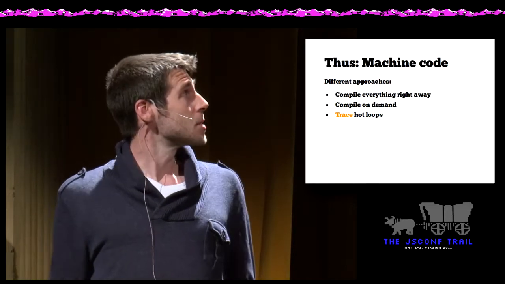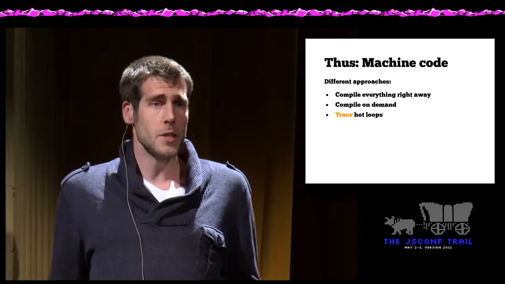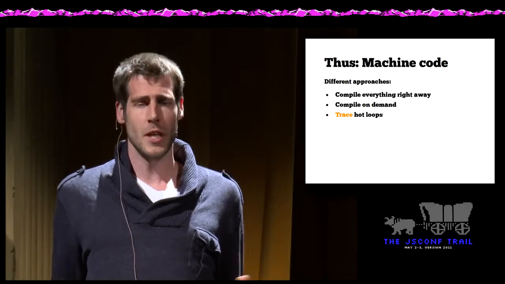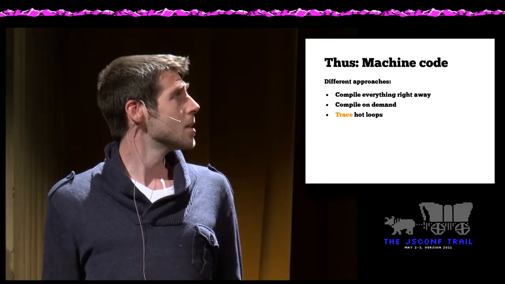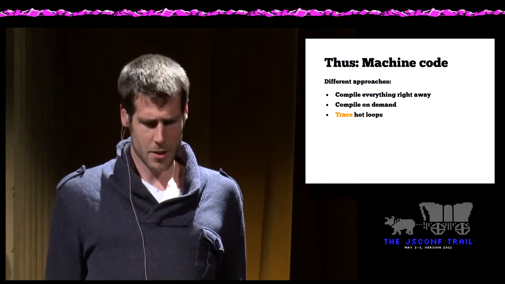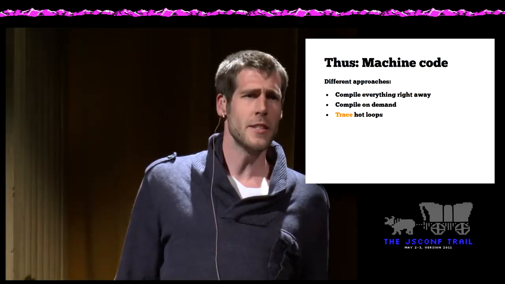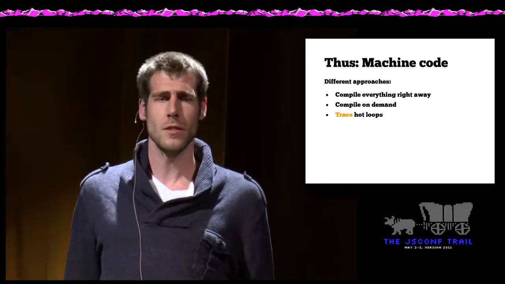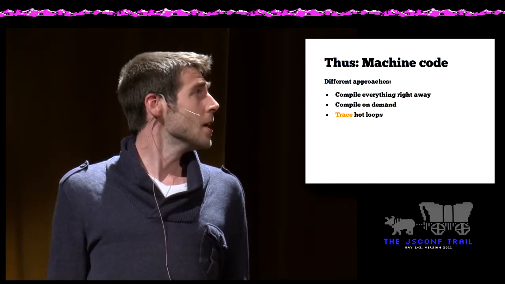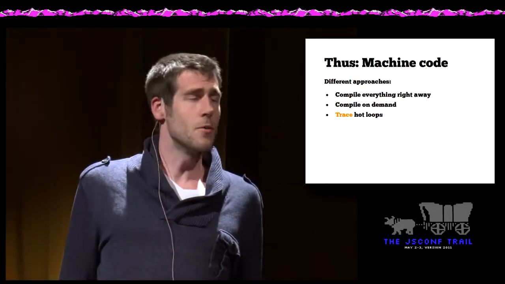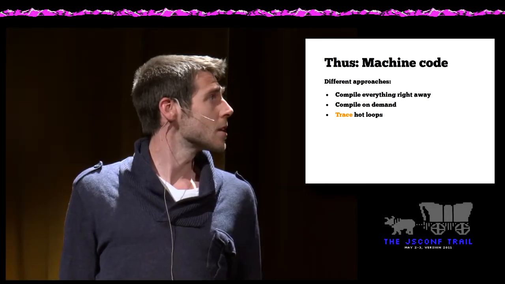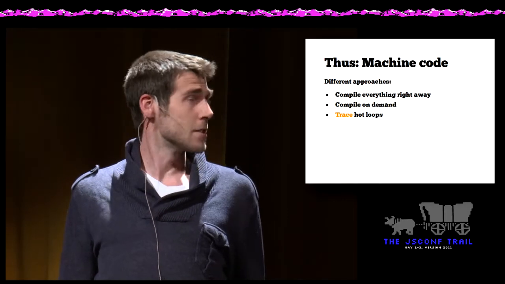Next step is machine code, because then you don't have any runtime interpretation at all anymore. You're just letting the machine run your code. There's different approaches. I think V8 compiles everything it gets down to machine code right away. It's possible to compile on demand, like leave your functions in the raw form, and when they're actually called, compile them. What Firefox does is very interesting.